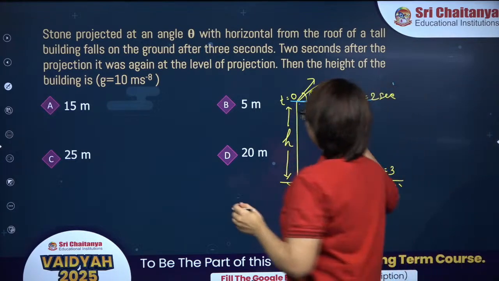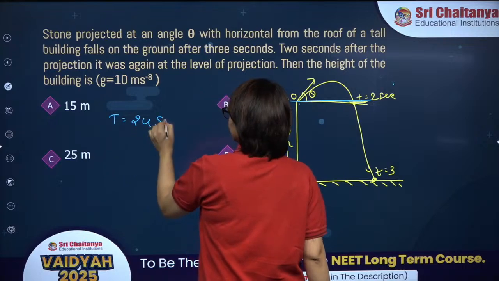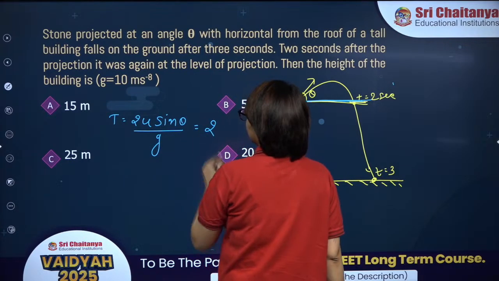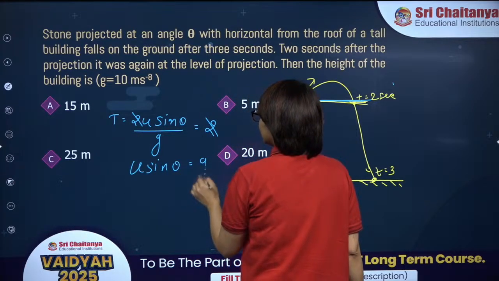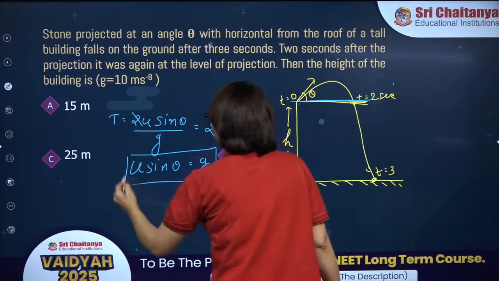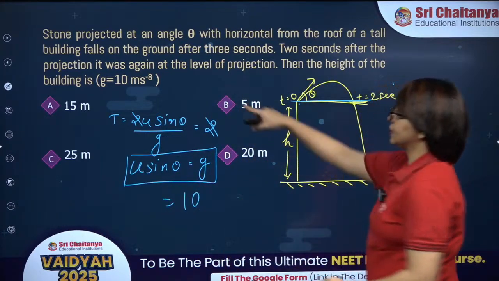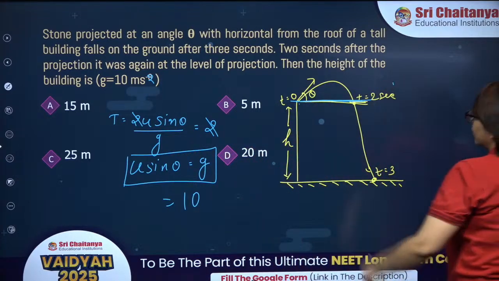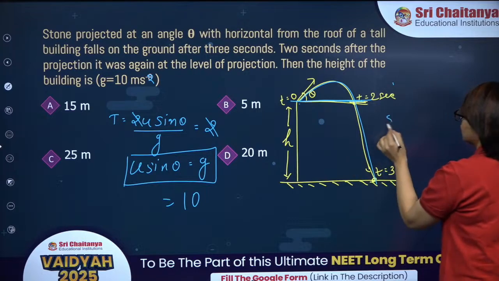So, for this ground to ground projection, what is the time of flight? 2u sin theta by g, and it should be 2 seconds. 2 cancel. So basically u sin theta is equal to g. Right. So we have u sin theta component with us, which is equal to 10 because g is mentioned as 10.